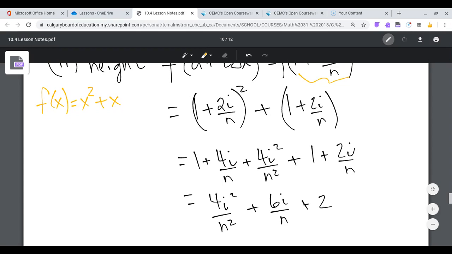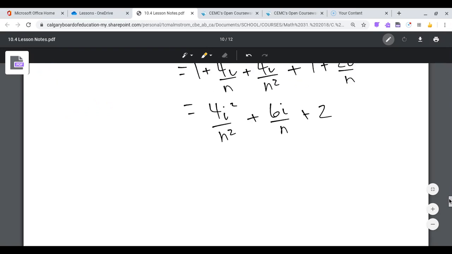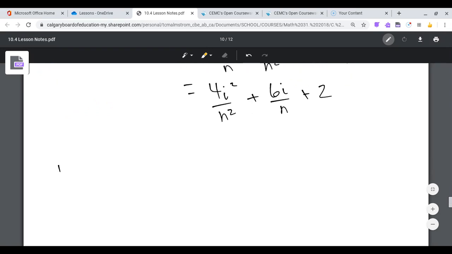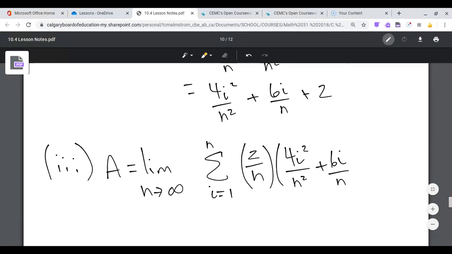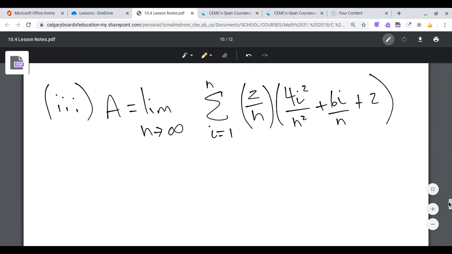So now I have an expression for my height and my width, and I can go ahead and make my limit formula. So the third thing I'm going to do is that the area is equal to the limit as n goes to infinity of the sum from i equals 1 to n of my width times height of each rectangle. So my width is 2 on n multiplied by my height, 4i squared on n squared plus 6i on n plus 2. And then I'm going to do some algebra.